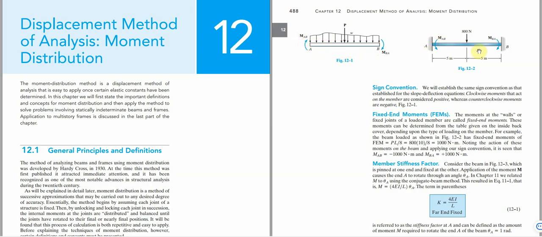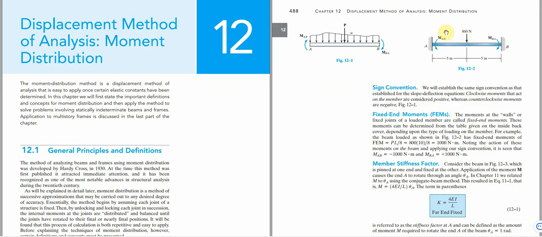Now, looking at it graphically, this is what we have. Let's say this is a fixed beam. Because it is a fixed beam, we have moments at the support. Now, imagine it's being loaded with an 800 Newton force at the centroid, as shown here.